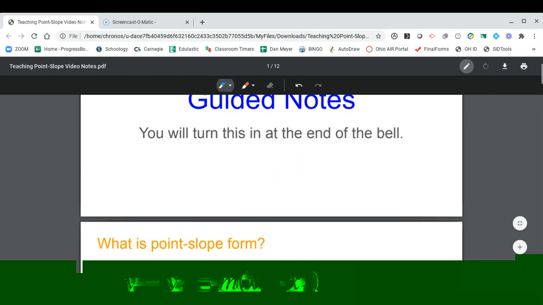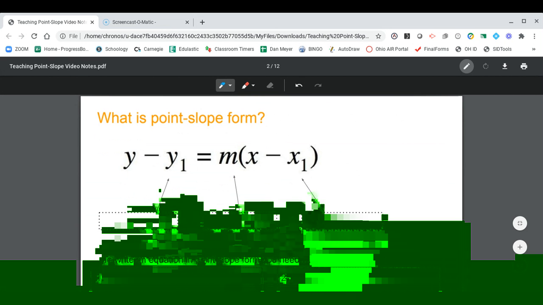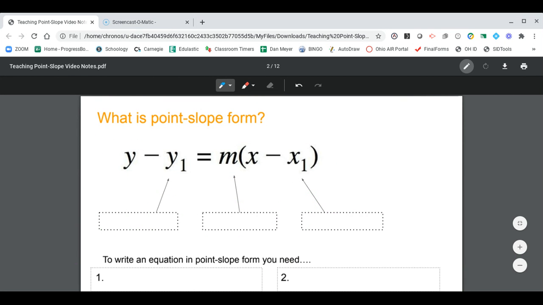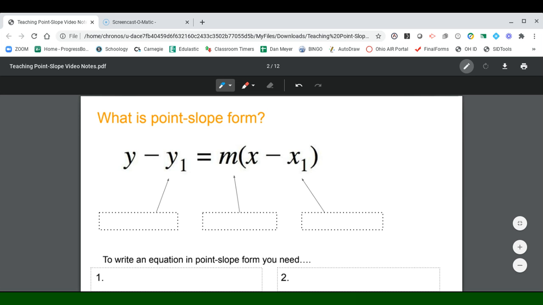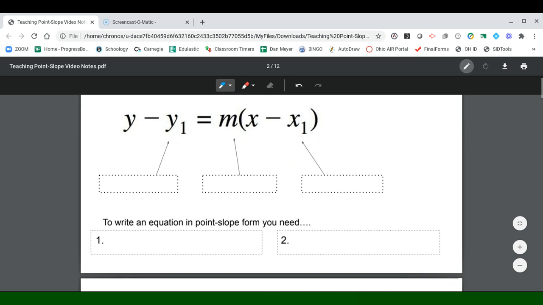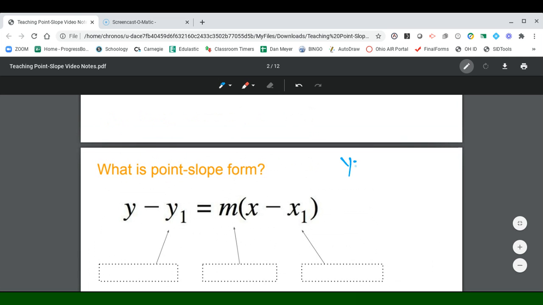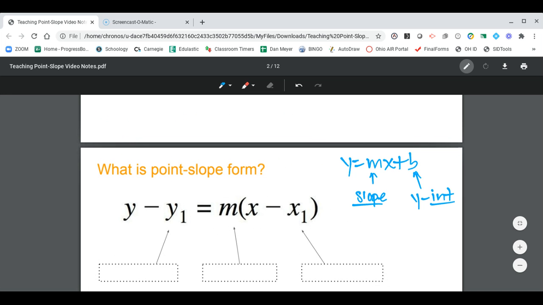All right, point slope form. What is it? y minus y1 equals m times the quantity x minus x1. So this is just another form. If you remember from last lesson, we learned about this form. m was my slope, and b was my y-intercept. Because we could see our slope and we could see our intercept, we called this slope-intercept form. Okay? Today we're going to be talking about point-slope form.